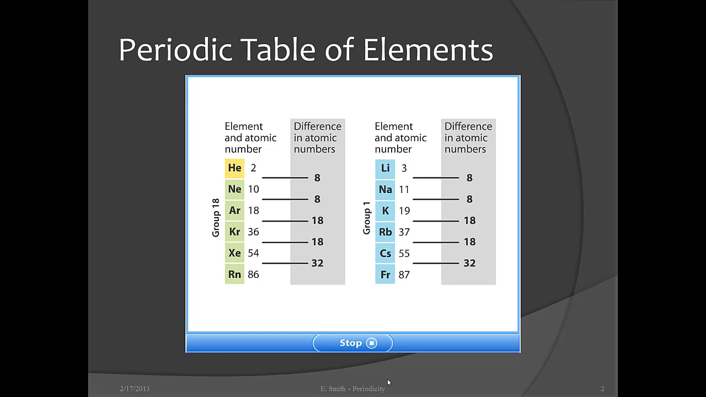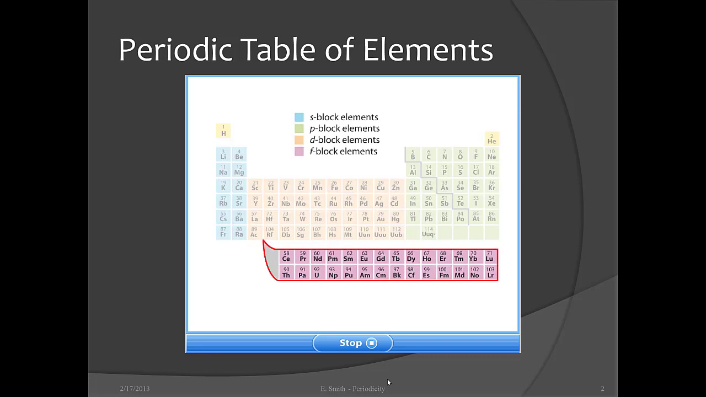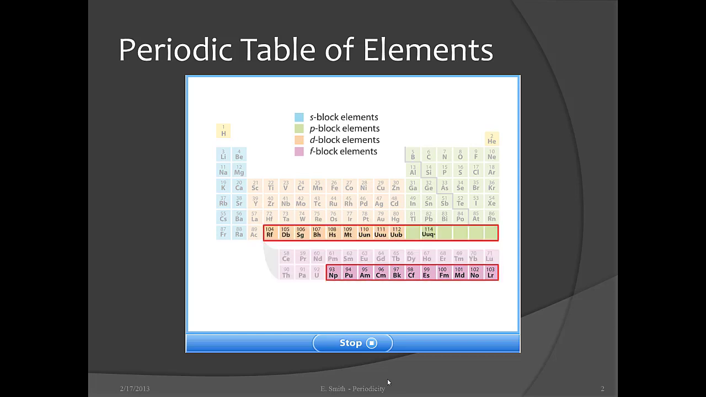to period. Note that there is a special block of elements below the main table known as the lanthanide and actinide series of elements. They are grouped together and placed below the main body of the table to keep it from becoming too wide. Elements with atomic numbers greater than 92 do not occur naturally, but can be produced in laboratories. Most are not very stable and decay rapidly.